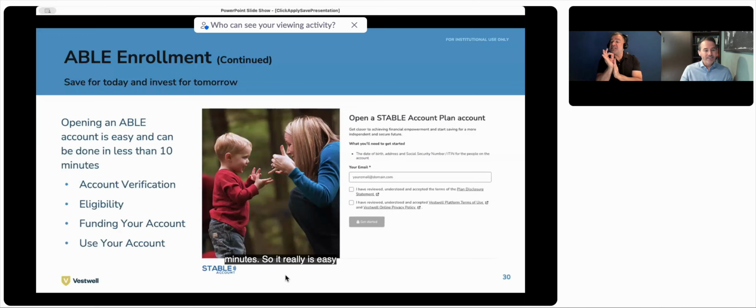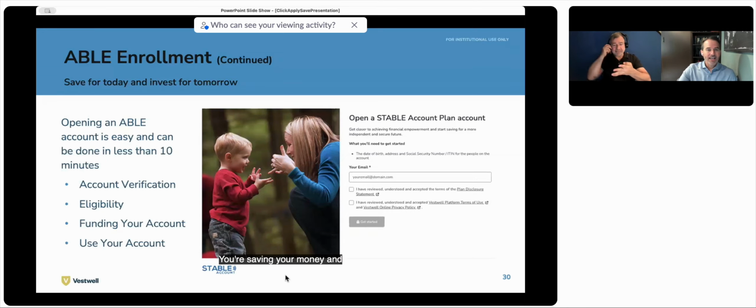We're going to walk through a few pieces of this. There's the account verification, kind of making sure that you are who you're supposed to be. As Lauri mentioned, security of these accounts is top priority. We want to make sure we're holding your money safe and secure. There's the eligibility piece that we'll walk through, funding your account, and then lastly, using your account, which is the most exciting aspect. You're saving your money and using your money.